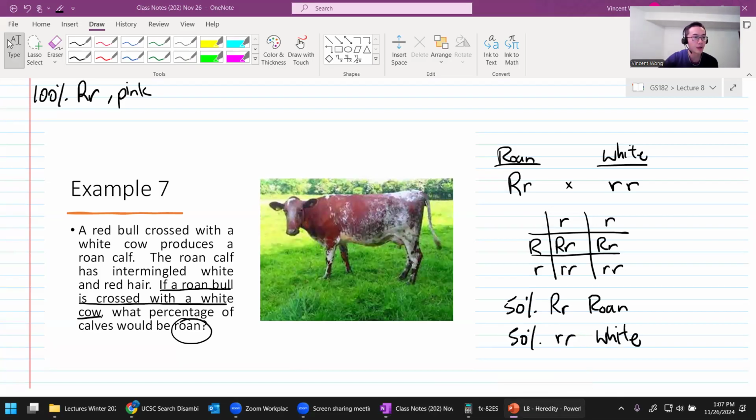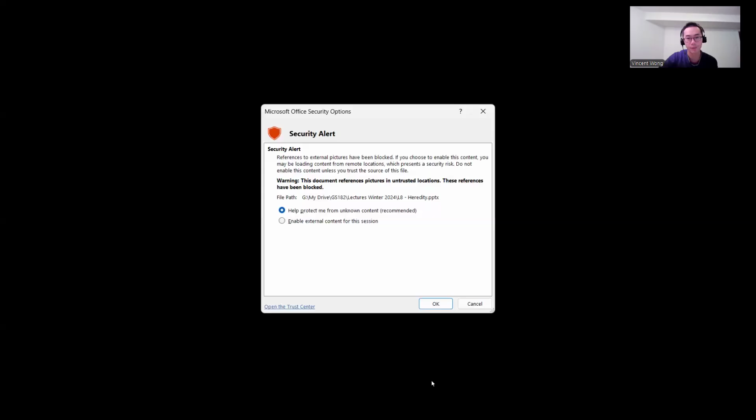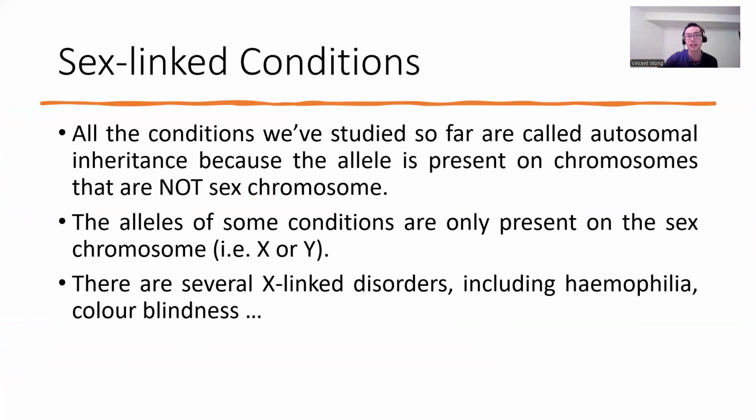Everything we've done so far, whether it is dominant, recessive, incomplete dominance, or codominance, they are autosomal conditions. They are transmitted on the autosomes, which are chromosomes 1 to 22 in humans. Some conditions are transmitted on the X or the Y chromosomes, and we call these sex-linked conditions. If it's on the X, then both males and females can get it. If it's on the Y, then only males can get it.